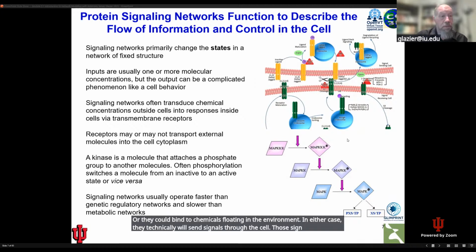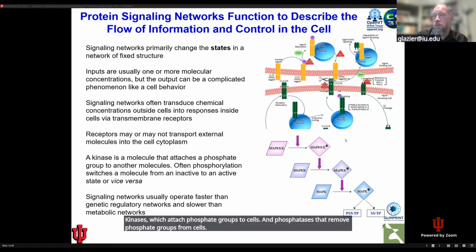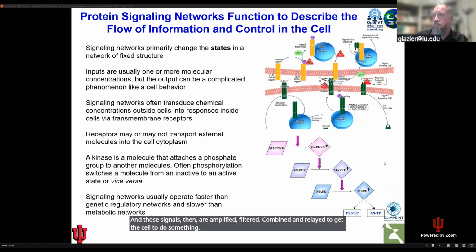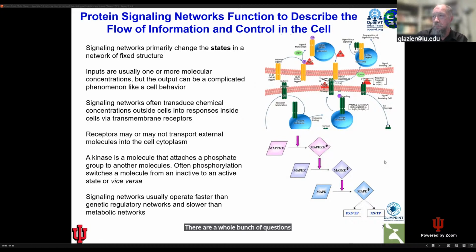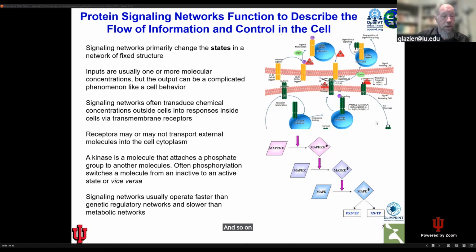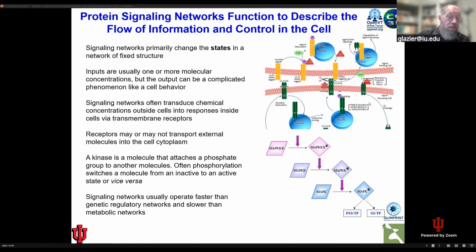Those signals are typically mediated by kinases, which attach phosphate groups to cells, and phosphatases that remove phosphate groups from cells. And those signals then are amplified, filtered, combined, and relayed to get the cell to do something. There are a whole bunch of questions. For example, when the cell receptor receives a signal, is it destroyed at the cell membrane? Can it receive a new signal? And so on. Is there active transport into the cell, or is the receptor something that is basically a barrier that sends signals across the cell membrane?